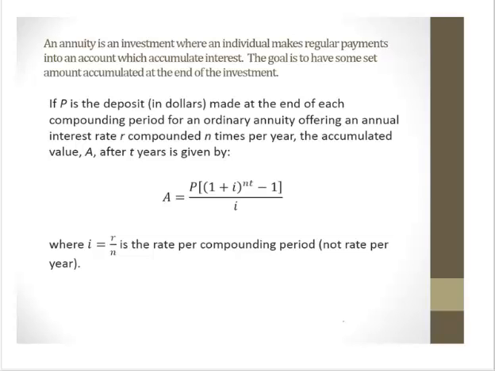Okay, so we're given the rate per year, but then in this formula we have to figure out the rate per compounding period. All right, so P, that's how much we're putting in, say, each month usually, right? Most annuities you put in an amount each month as you're saving up.